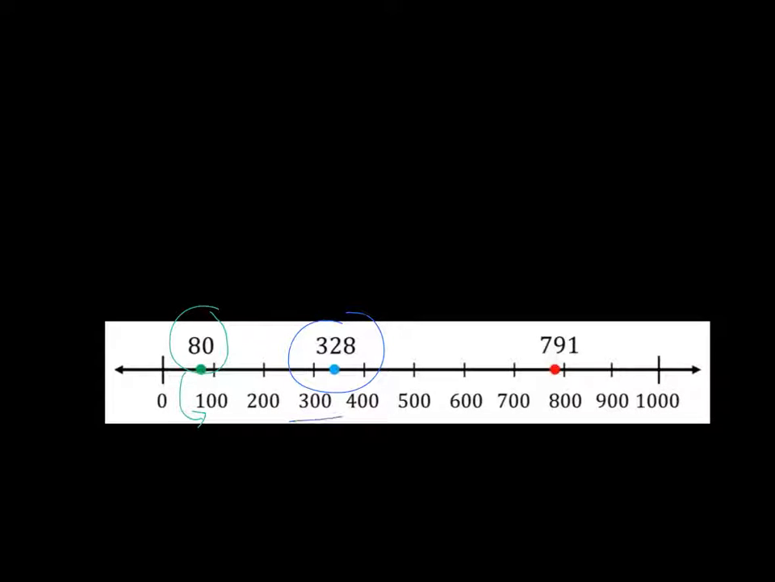328 is between 300 and 400. There are only 2 tens, and 28 is below 50, so 328 is closer to 300, and we'll round down. 791 is between 700 and 800. There are 9 tens, and 91 is more than 50, so it will round up to 800.